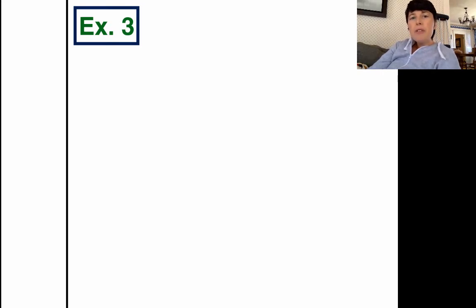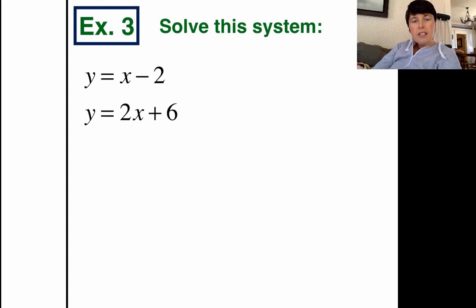Okay, last example, example 3. What do you think about this one? Solve this system. y equals x minus 2, y equals 2x plus 6. What does this look like for all those 3 method choices that we had in our table?